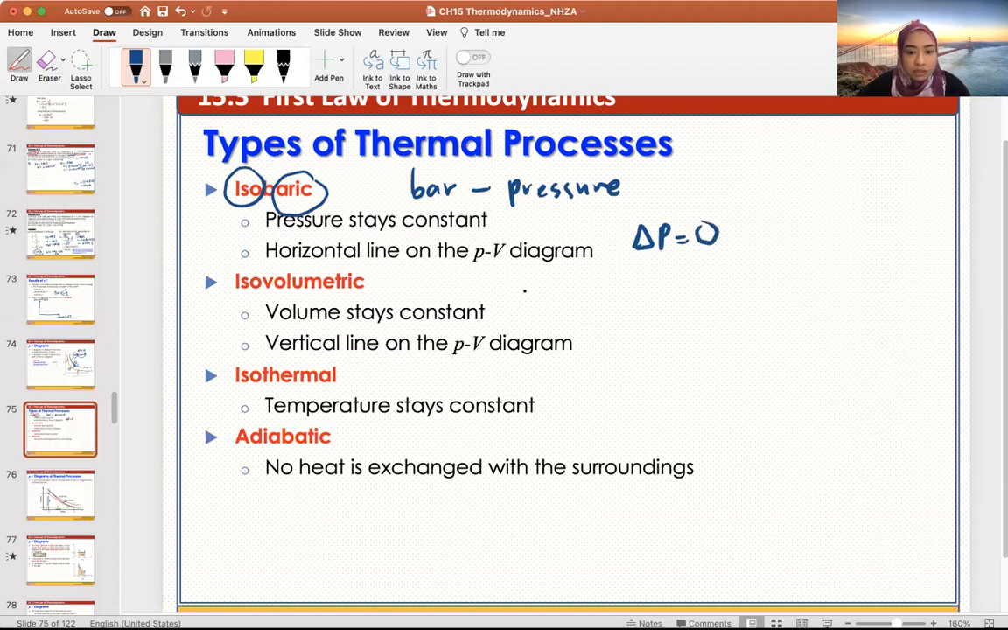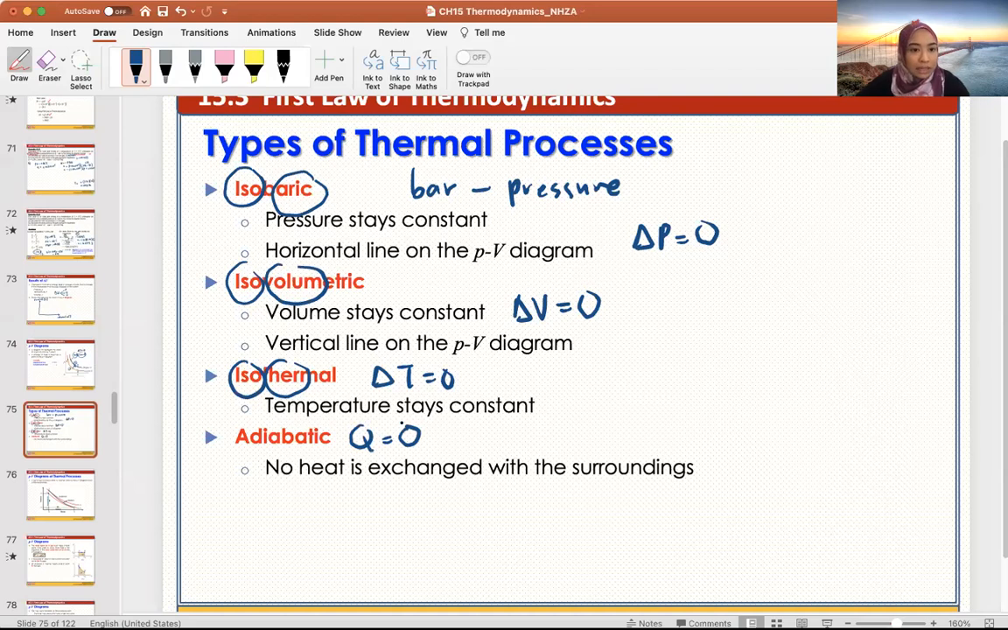Isovolumetric, the volume stays constant. This is delta V equals 0. Iso, same volume. Isothermal, same temperature, so delta T is 0 or T is constant. And adiabatic means Q is equal to 0.